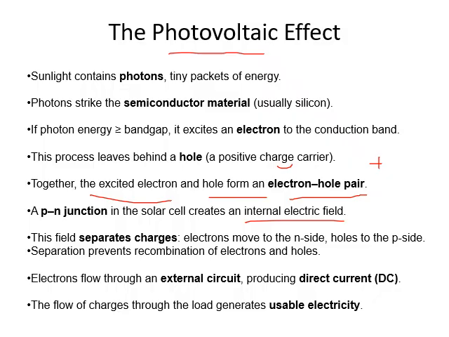So this field separates charges. Electrons will move to the n side, holes to the p side. And the separation prevents the recombination of electrons and holes. So we connect it through an external circuit, so all the electrons will flow, producing direct current. The flow of charges through the load generates usable electricity.